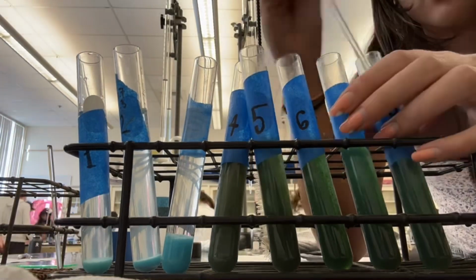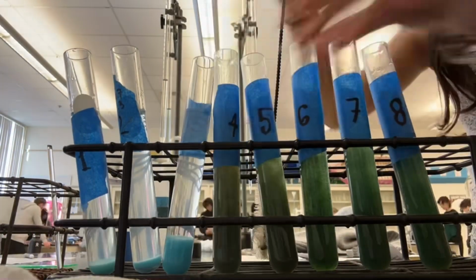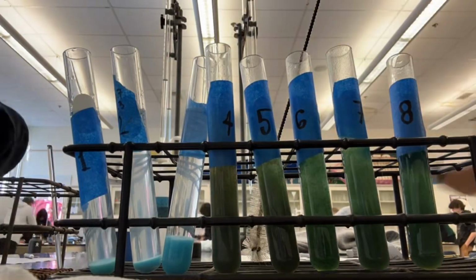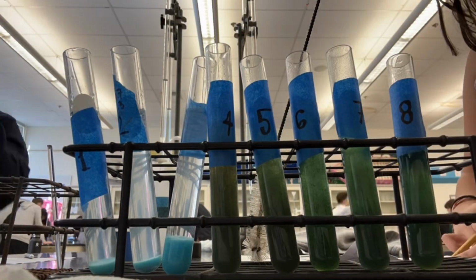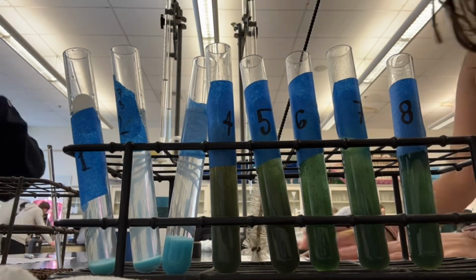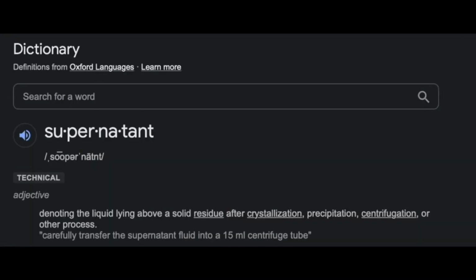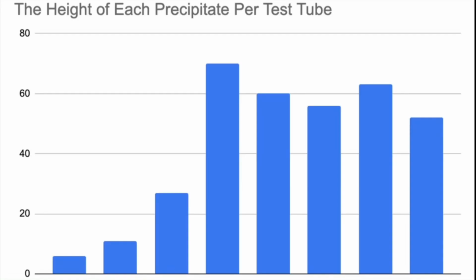After waiting the 15 minutes, our group found there was an increase in precipitate in test tubes 1 to 4. Then it leveled off within test tubes 5 through 8. The liquid above the precipitate is a supernatant, as a supernatant is defined as the liquid above the solid residue of precipitation or crystallization. After conducting this lab, we found that the precipitate levels leveled off in test tubes 5, 6, 7, and 8 because the limiting reactant changes from potassium hydroxide to copper sulfate.